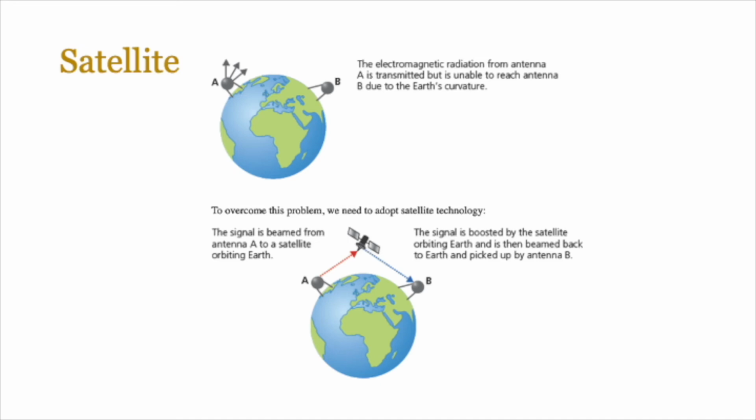However, if you do place a satellite in the earth's orbit, the antenna could send a signal to the satellite, which can then boost the signal and transmit it to the antenna on the other side of the world. And that's basically what the philosophy is.